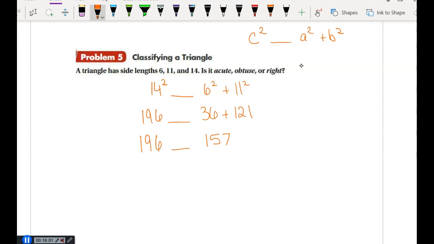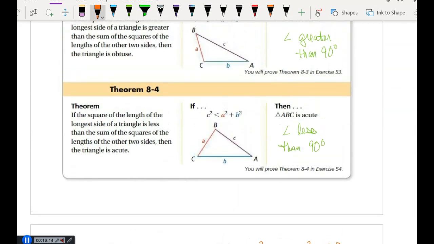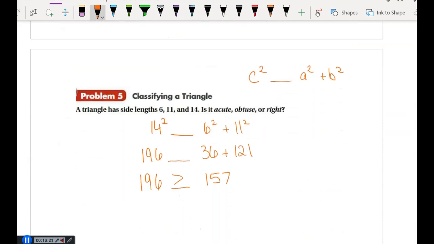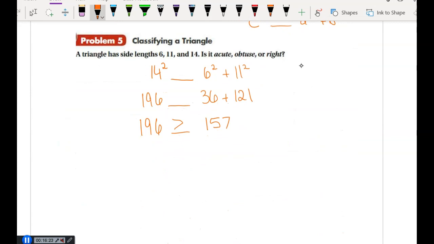So is 196 greater than, less than, or equal to 157? It is greater than. So if I go back over here, then I know that a triangle with lengths 6, 11, and 14 is an obtuse triangle.